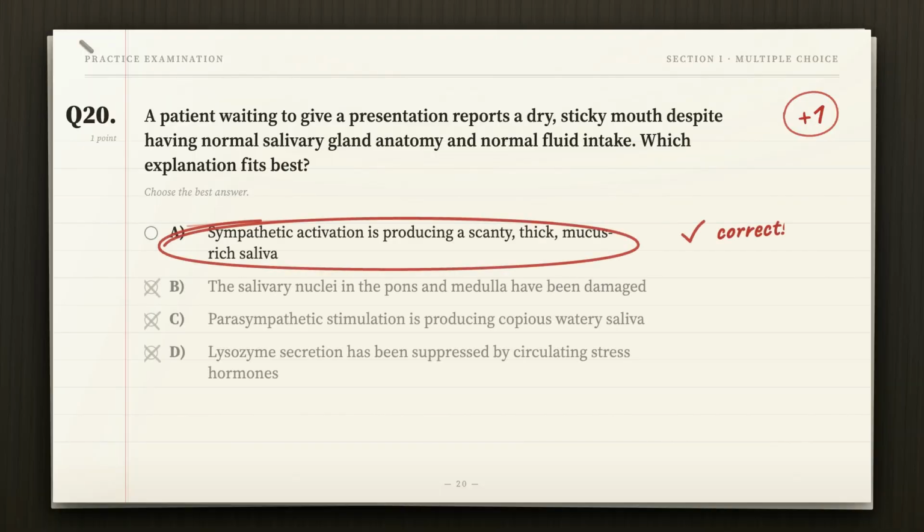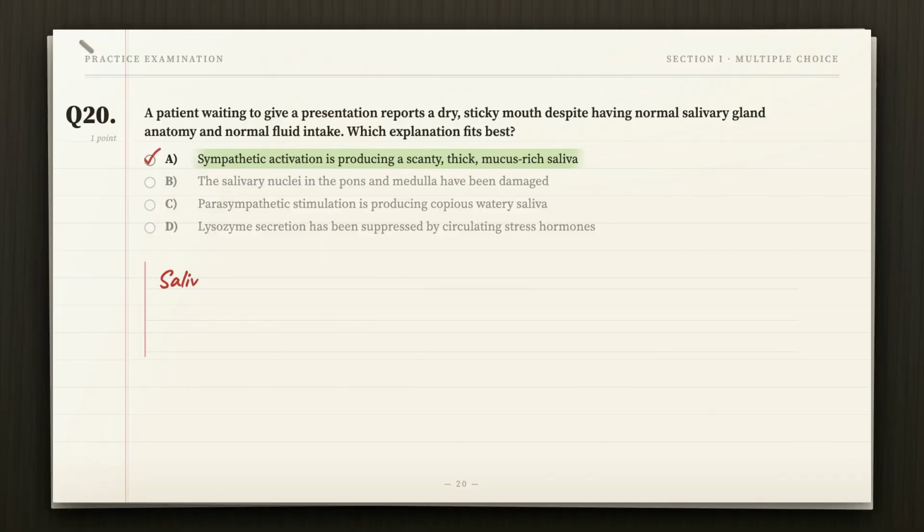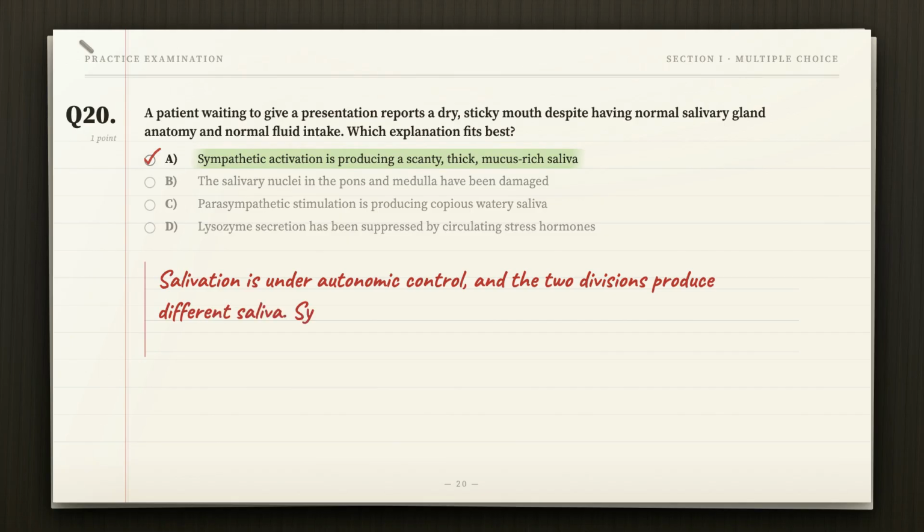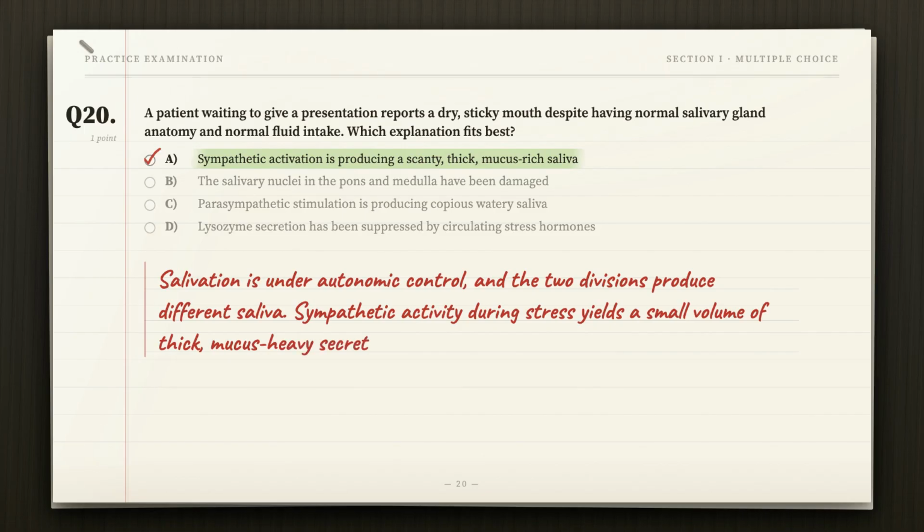The correct answer is A. Sympathetic activation is producing a scanty, thick, mucus-rich saliva. A is correct because salivation is under autonomic control and the two divisions produce different saliva. Sympathetic activity during stress yields a small volume of thick, mucus-heavy secretion, which is why the mouth feels dry and tacky before public speaking, even though the glands are working.